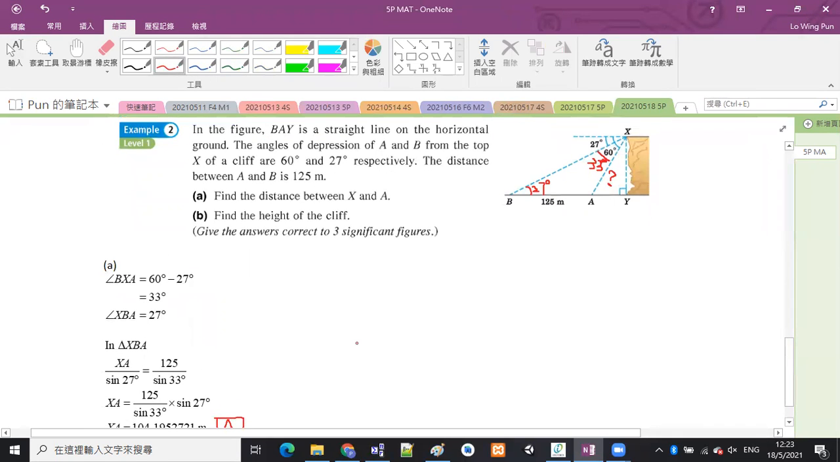Find the height, that is my XY. Okay, find XY. XY belongs to triangle XAY or XBY. Okay, now we have found the length of XA. And can you see that this angle XAY should be equal to this 60 degrees? Okay, because this is the horizontal straight line, and then the ground is also horizontal. So they are a pair of parallel lines. Okay, so this angle should also be 60 degrees.